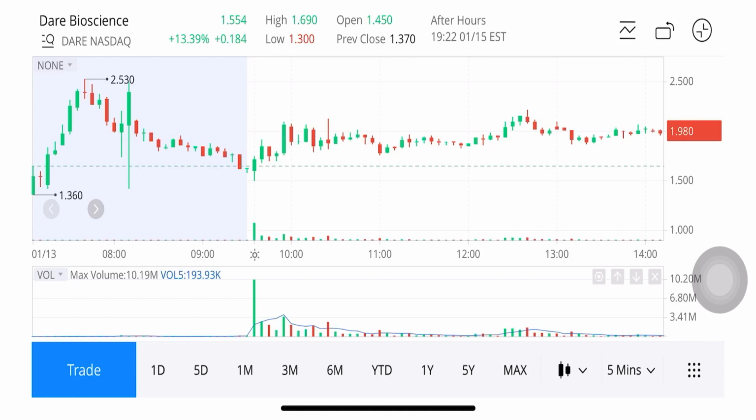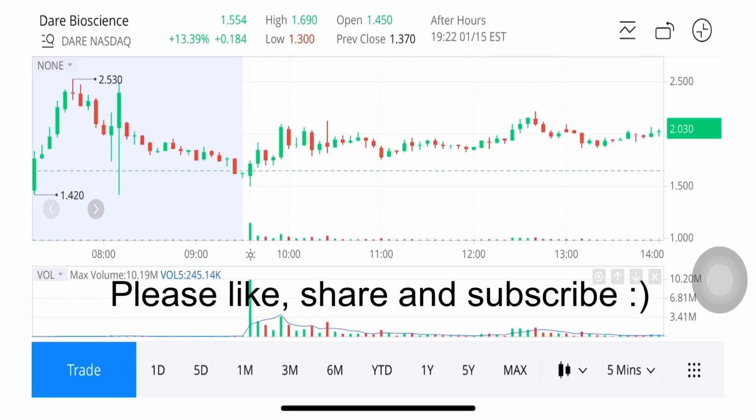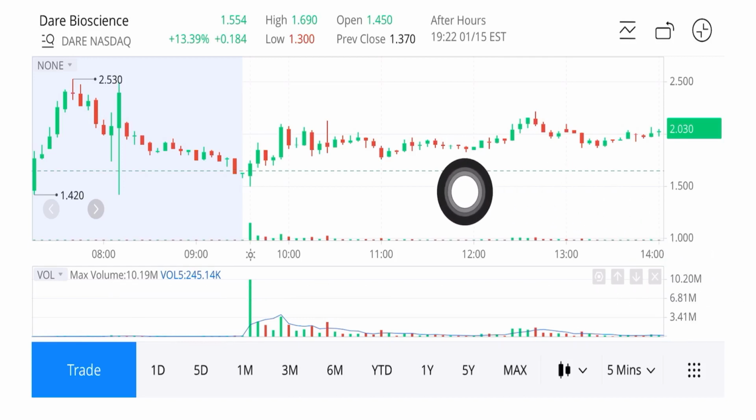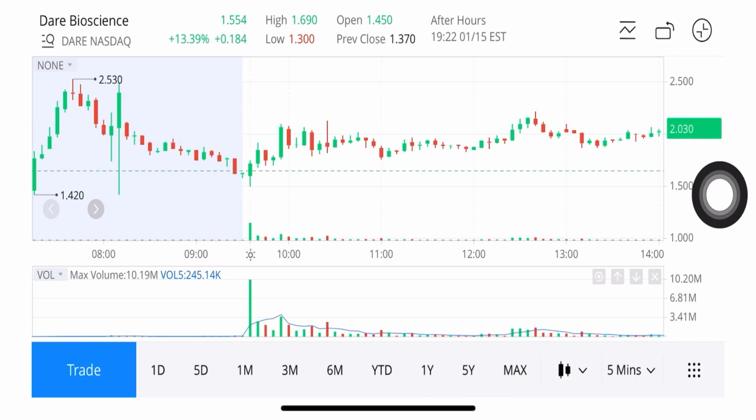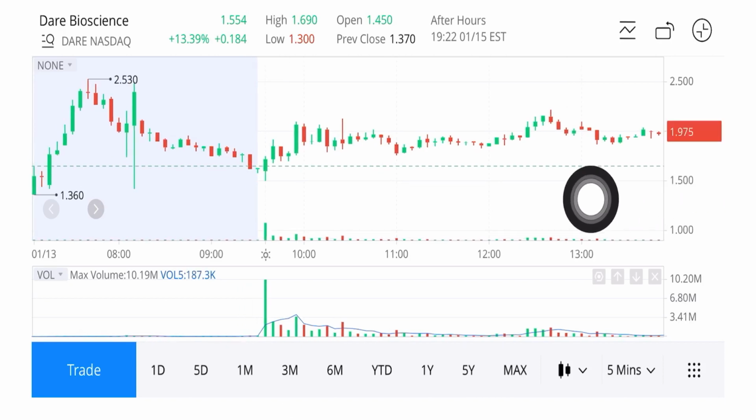How's it going, guys? I want to show you how to spot reversals using the chart for Dare Bioscience. This is the chart for this past Monday, which was January the 13th, 2020. And this is pretty easy to spot to me.